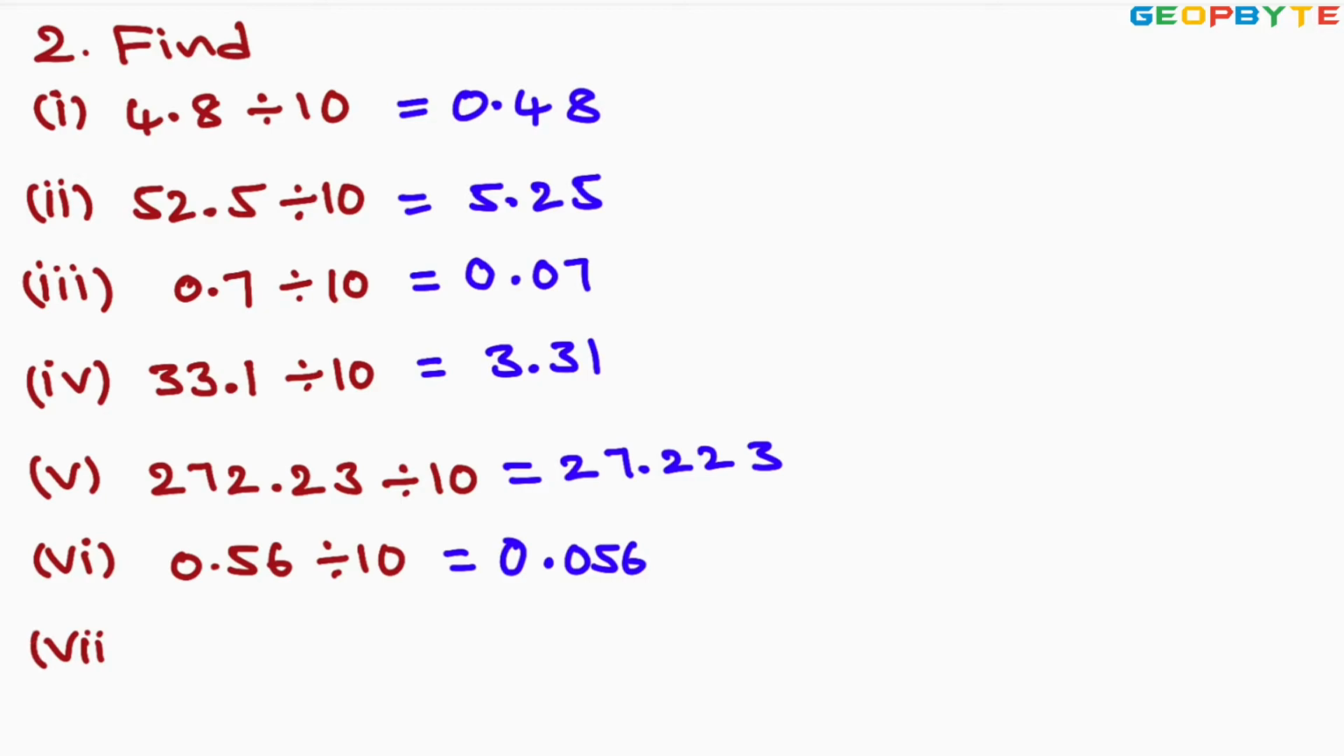Next, seventh one. 3.97 divided by 10. On dividing a decimal by 10, the decimal point is shifted to the left by one place. We have 3.97. If we shift the decimal point towards left by one place, then we'll be getting 0.397.